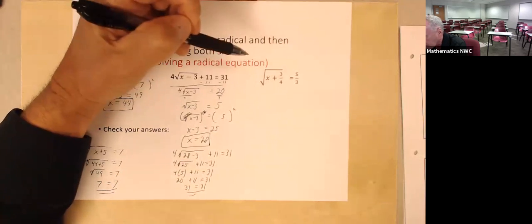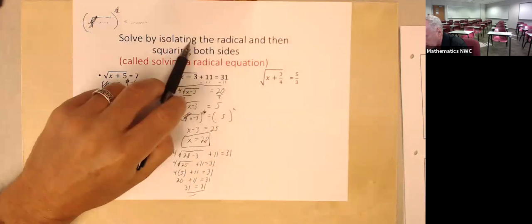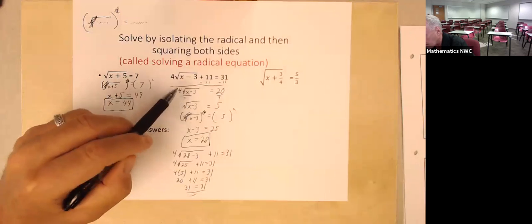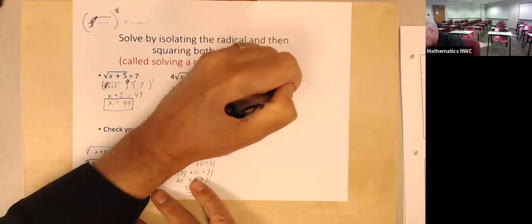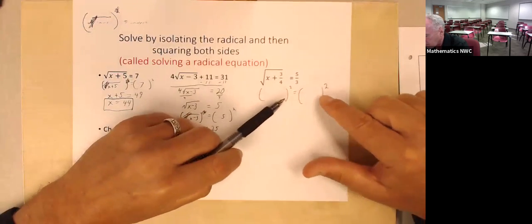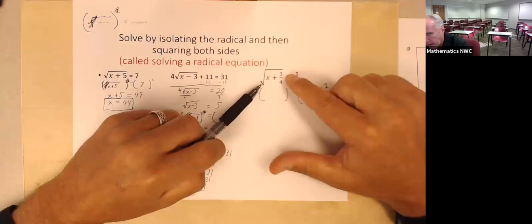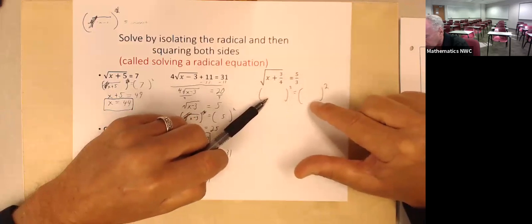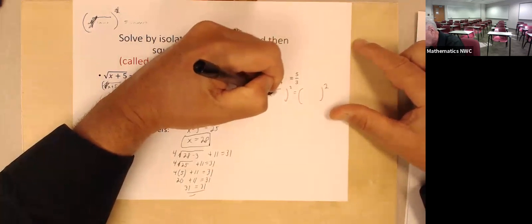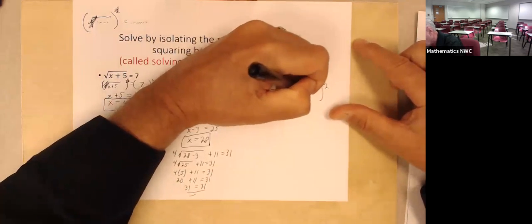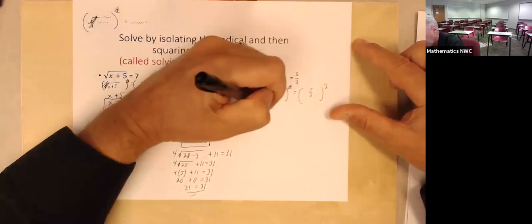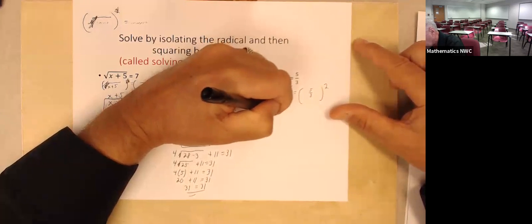This one's got fractions, but at least the radical is already isolated. So I don't have to isolate the radical like I had to do here. So I can immediately square both sides. And again, I know I'm being redundant, but squaring both sides gets rid of my radical. That's why I do it. Why do I square both sides? To get rid of the radical. The radical and the squared cancel. That gets rid of it for me.